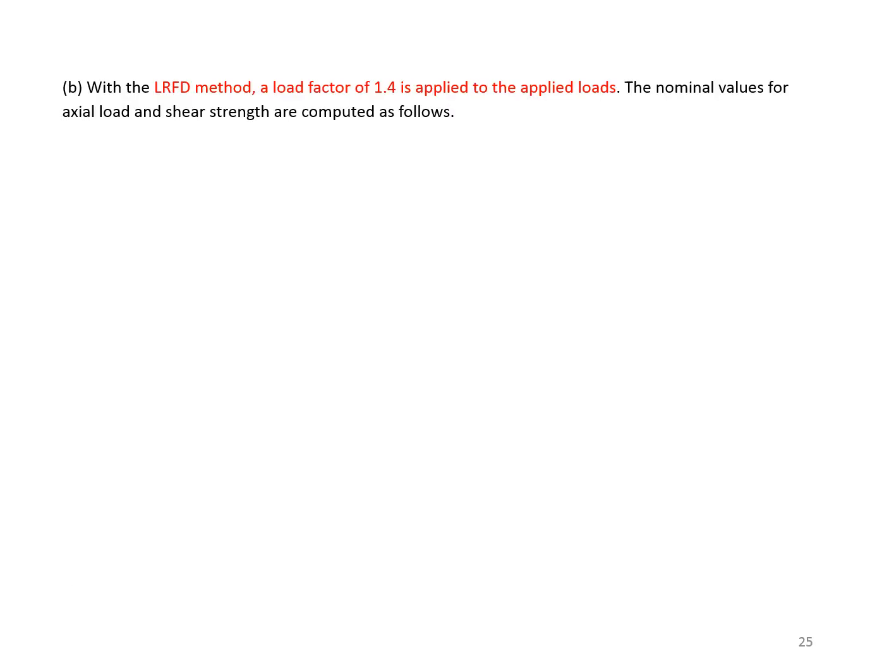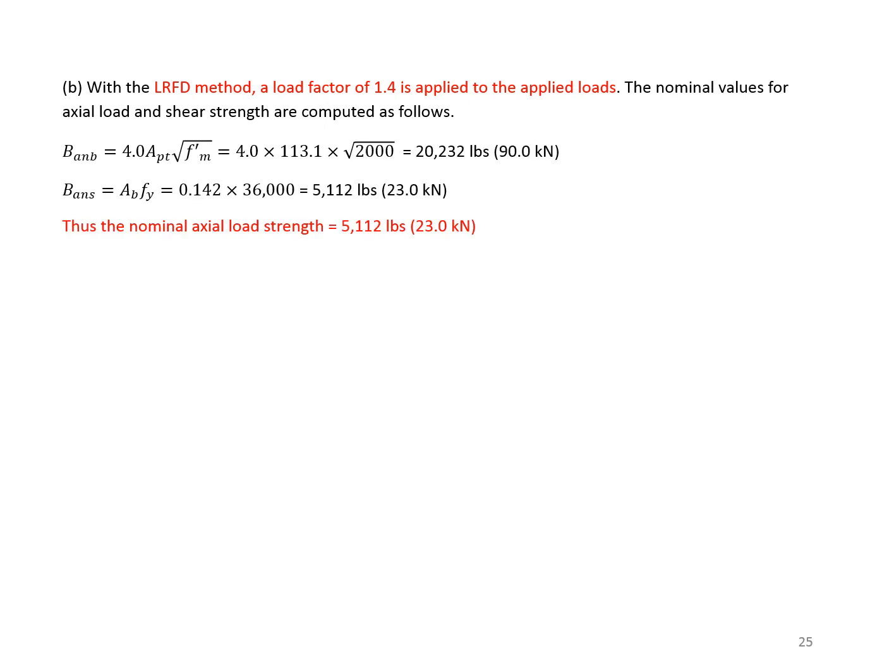Now we repeat the process using the LRFD approach. Remember that a load factor of 1.4 was applied to the loads. From the two equations for tension, we find two values. The smaller one is 5,112 pounds. This indicates the failure would happen in tension with the failure of the anchor itself, in other words, the yielding, rather than with failure of masonry.